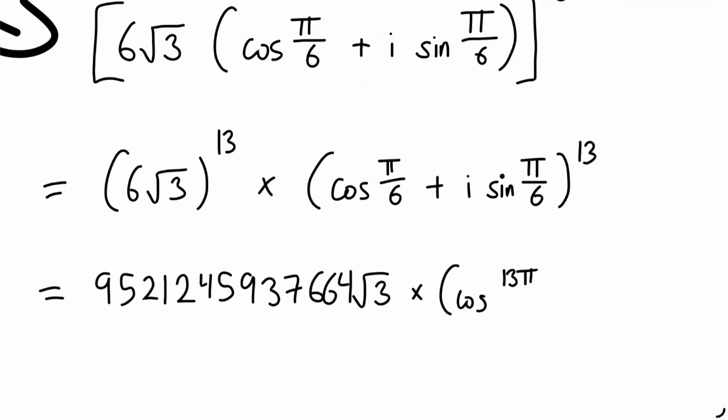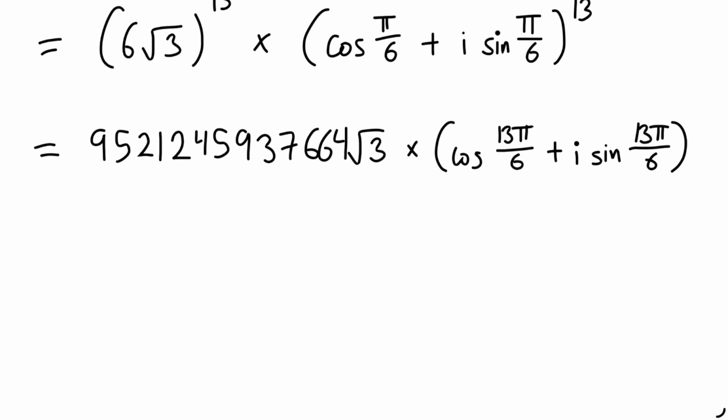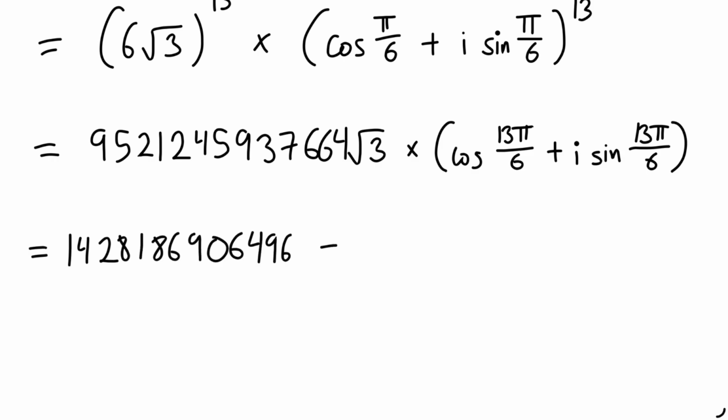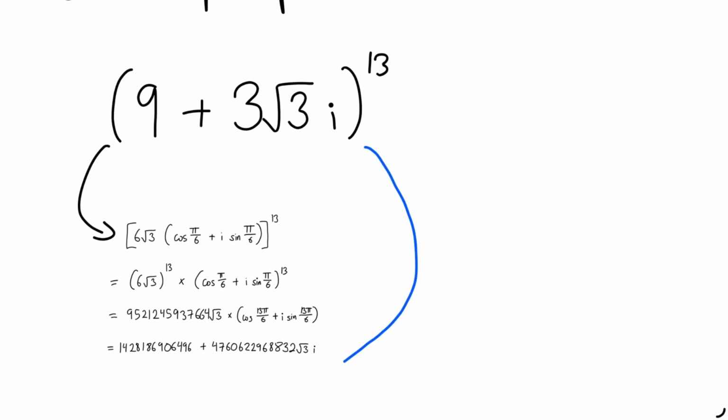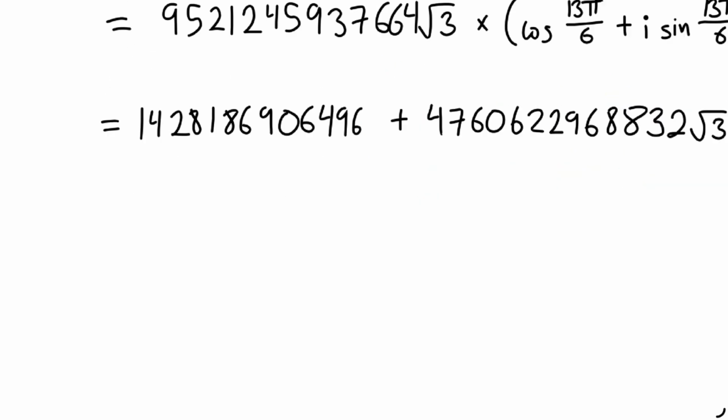9,521,245,937,664 root 3 times cosine 13 pi over 6 plus i sine 13 pi over 6. And then we turn those trigonometric expressions back into numbers to arrive at our final answer of 14,288,868,906,496 plus 4,760,622,968,832 root 3 i. Now I promise you it would have taken a lot longer and a lot more effort to get to that answer if we hadn't used de Moivre's theorem. But this isn't the only place where it's useful.